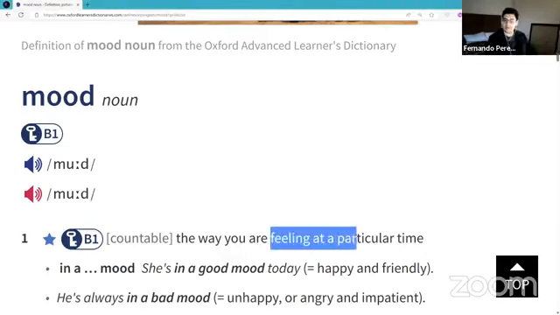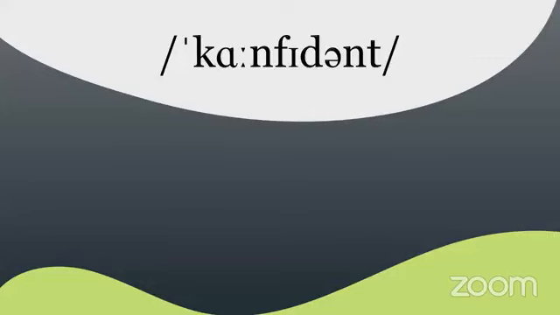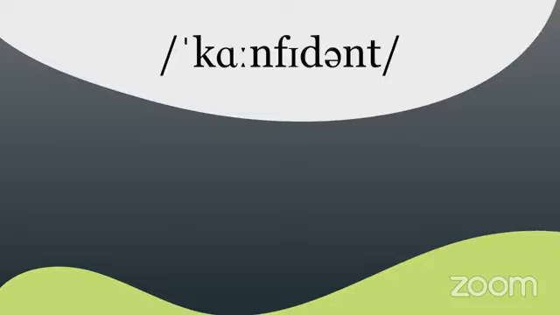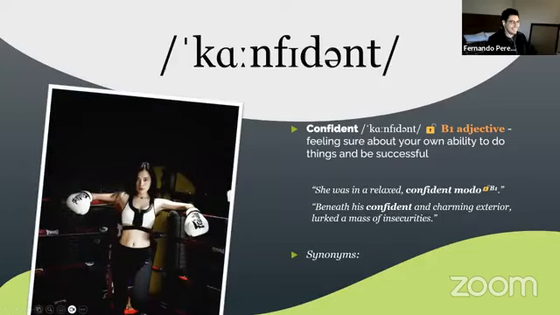Are feeling at a particular time. Okay. A way of feeling in a particular time. Exactly. Okay. A way of feeling in a particular time. That's correct. Examples. I don't see the examples, teacher. You don't see the examples. Sorry. Okay. Get ready.